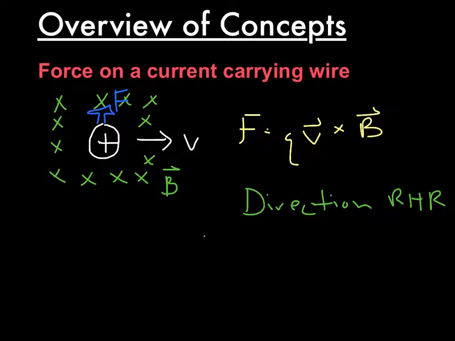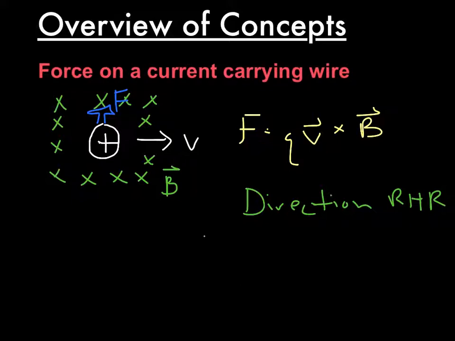Let's take a moment to talk about the force on a current carrying wire in a magnetic field, which is a topic I know you've been wondering about. So for starters, you know that the force on a charge is given by F equals QV cross B. V is the velocity of the charge, in this case going to the right. B is the magnetic field going into the board. Remember, the X is into the board.